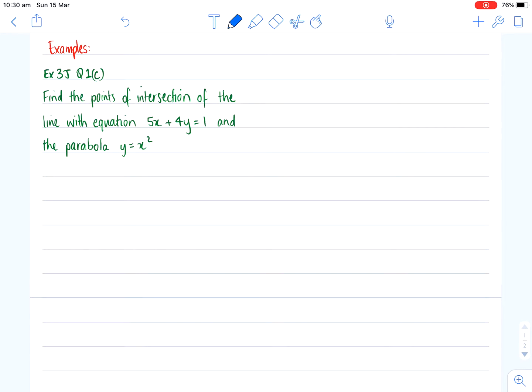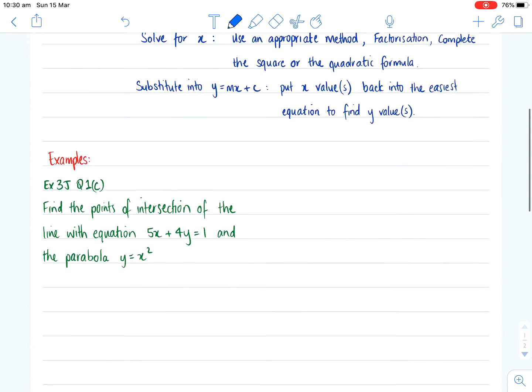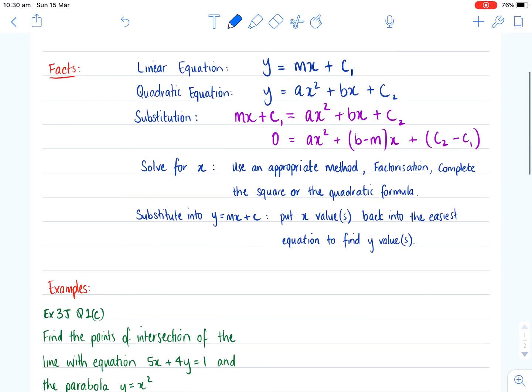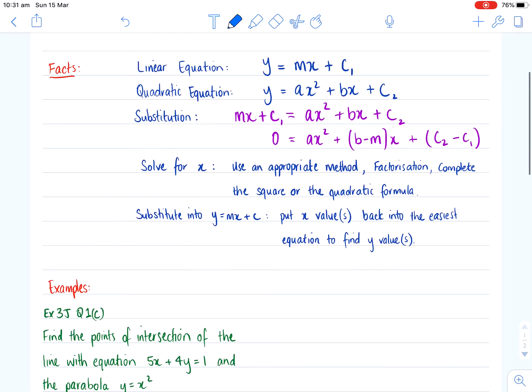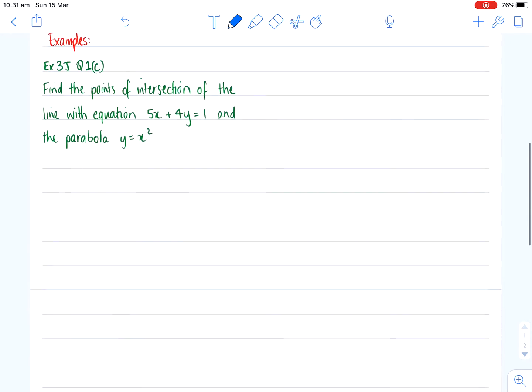Okay, this is my first example of solving simultaneous linear and quadratic equations. This is straight from exercise 3G, question 1C. The question says: find the points of intersection of the line with equation 5x + 4y = 1 and the parabola y = x squared. As I mentioned in the notes above, my first step is to get both equations to have y equals by itself and then to make the two equations equal to each other.